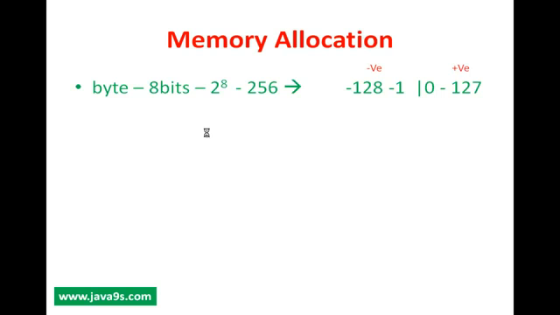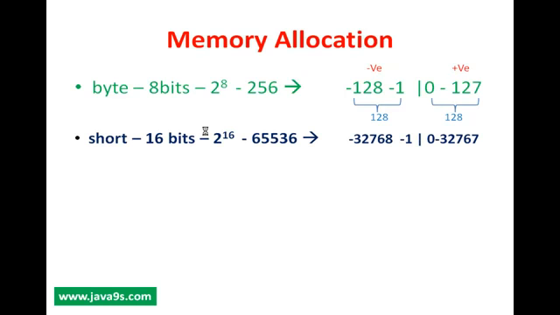So 0 is considered to be a positive number in programming languages, so 0 is included on the positive side, so we get only 127 on the positive side. And on the negative side, we have minus 1 to minus 128. So totally 128 on the positive side and 128 on the negative side. Totally it becomes 256 numbers.